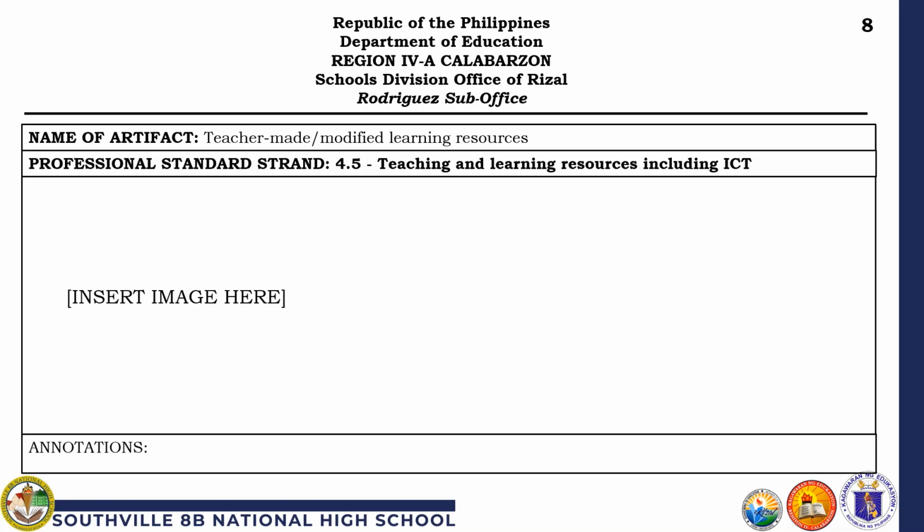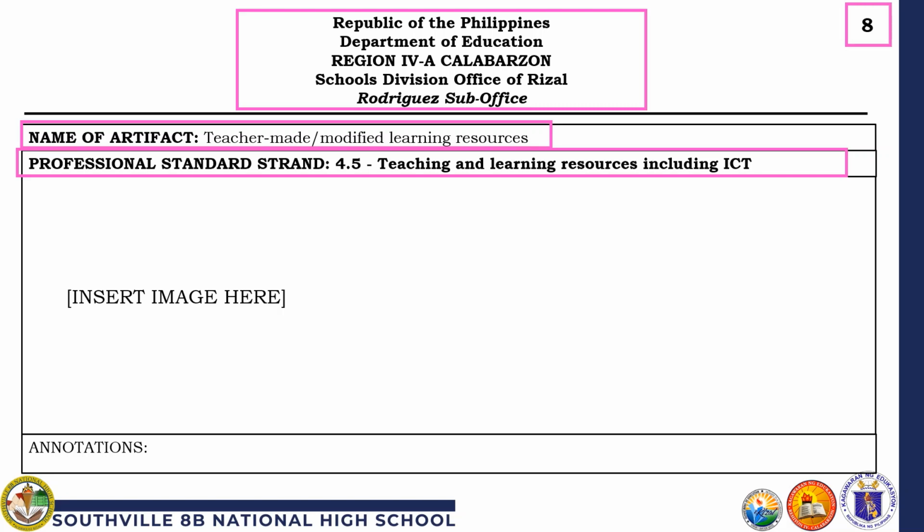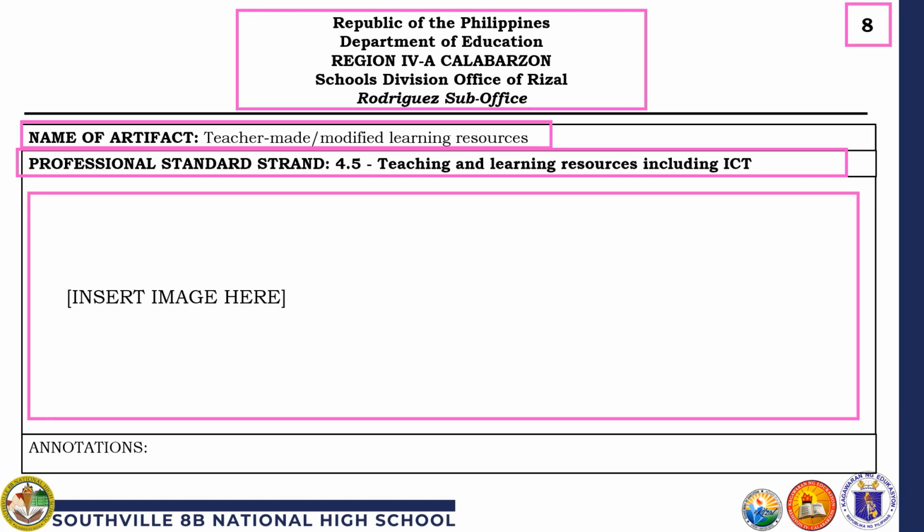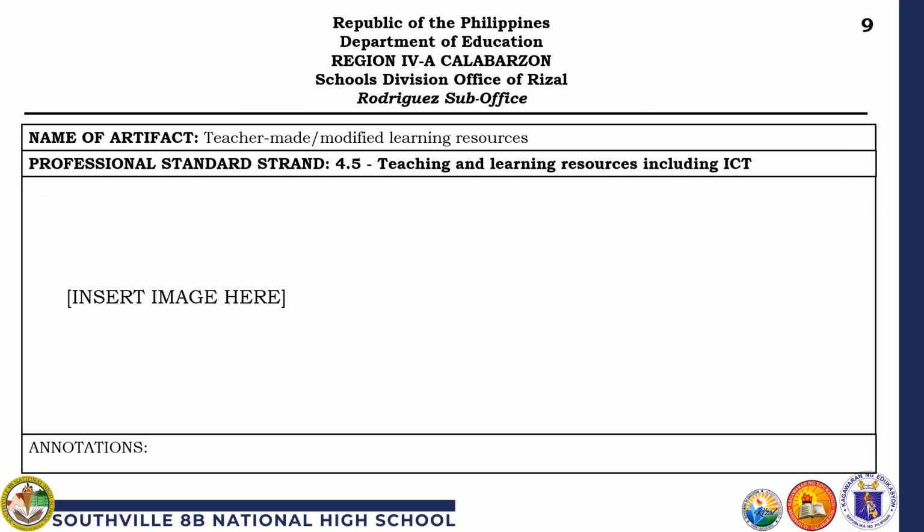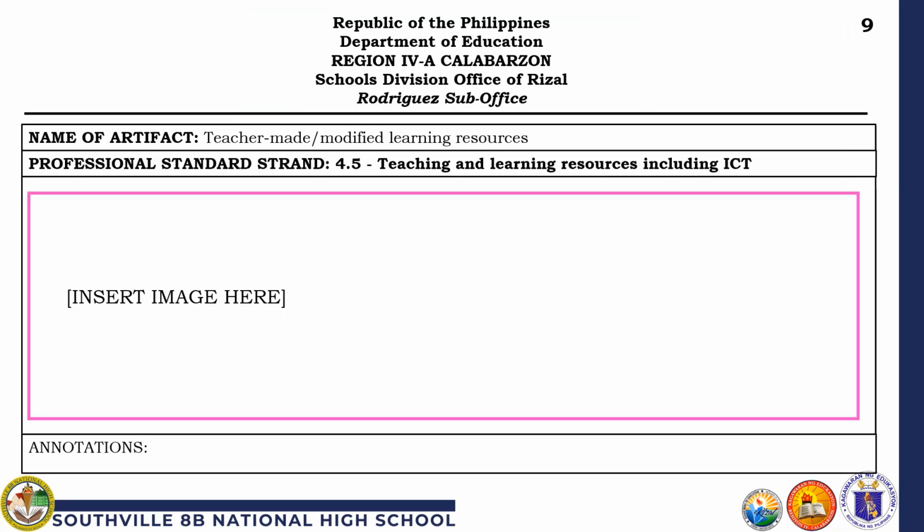This is our next artifact. You will see there is still a heading, page number, name of artifact, and professional standard strand. Then just insert your MOB here. Then, the annotation. This is the same for page 9 and page 10. Here you will put your second modified LR. Insert here your third modified LR.